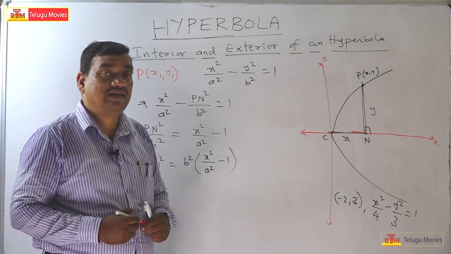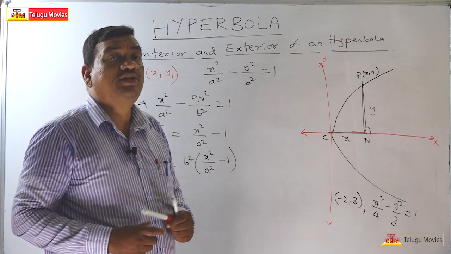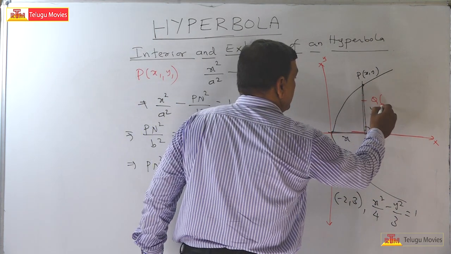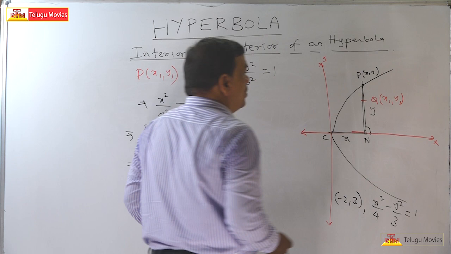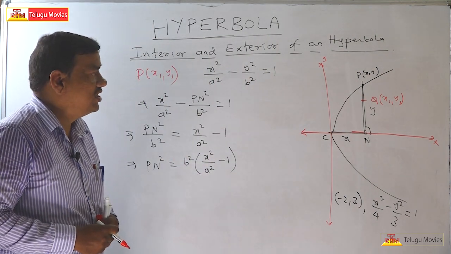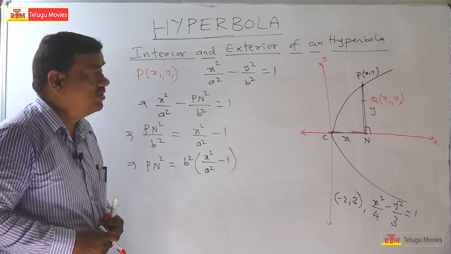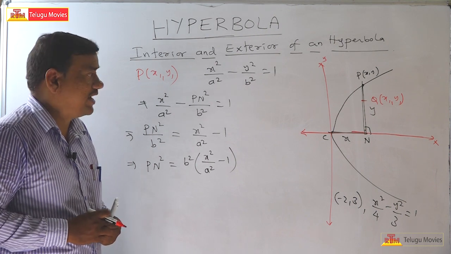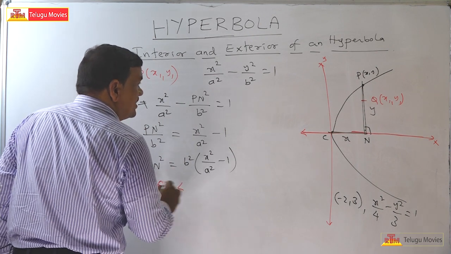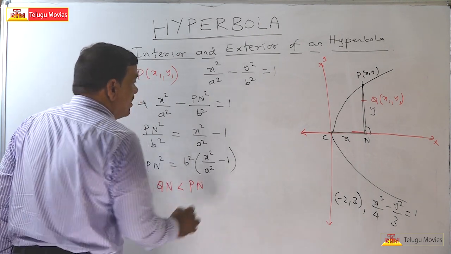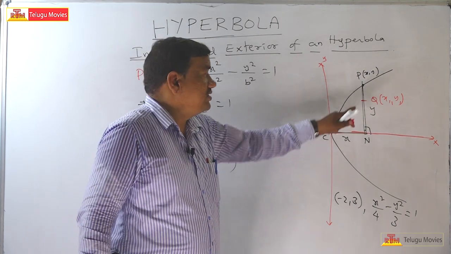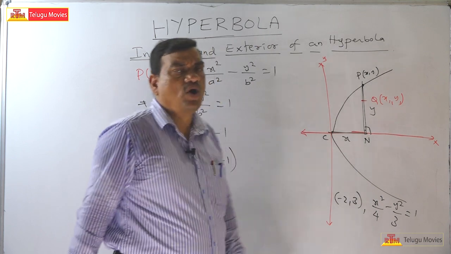Now, let us consider a point Q (x1, y1) which is interior to the hyperbola. From the diagram, clearly Qn is less than Pn, right or wrong? Qn is less than Pn, since Qn and Pn are both positive quantities. Why?